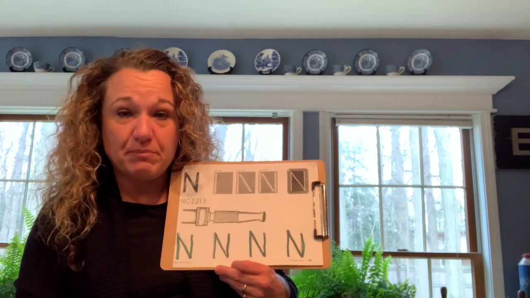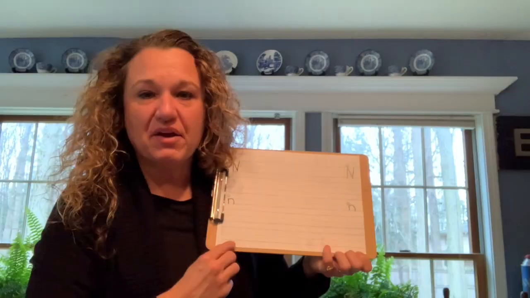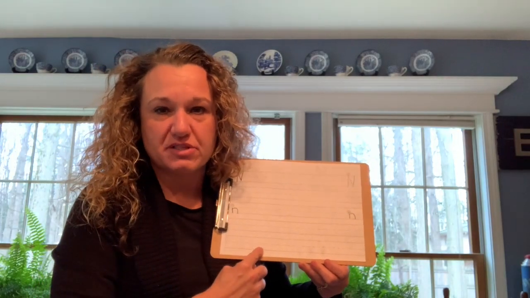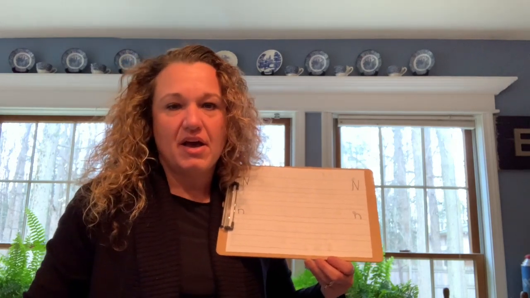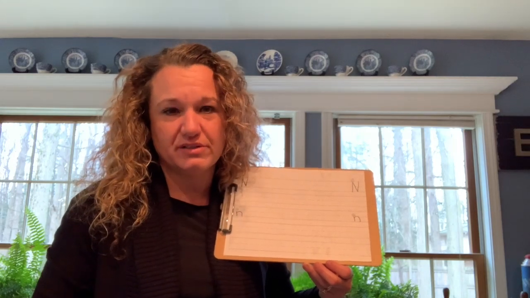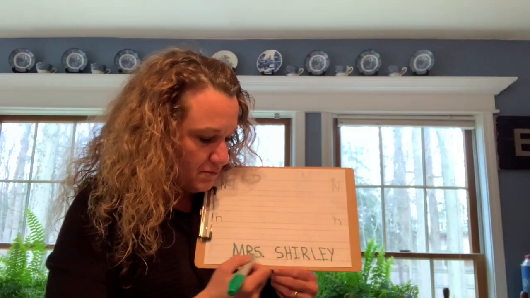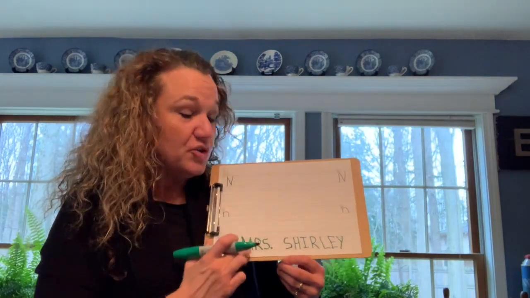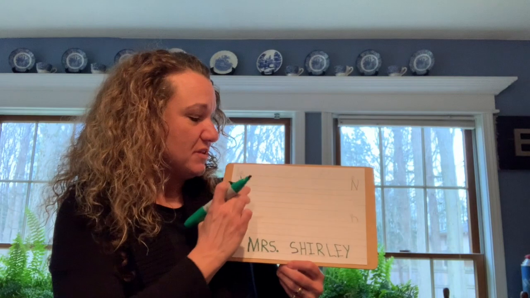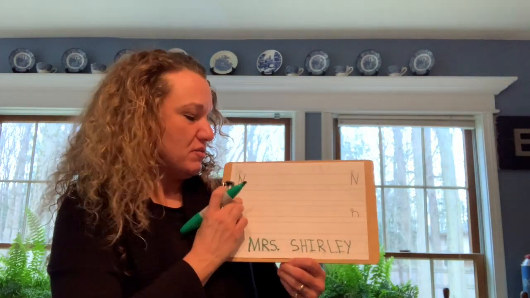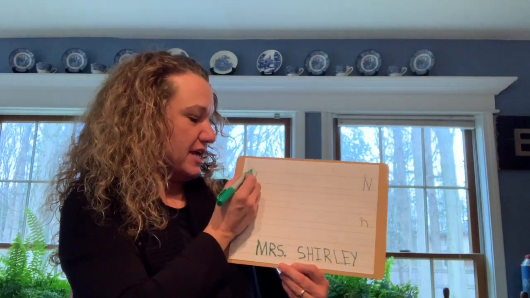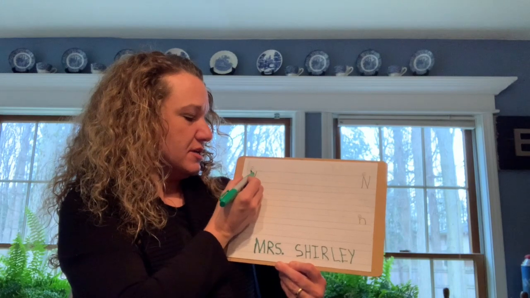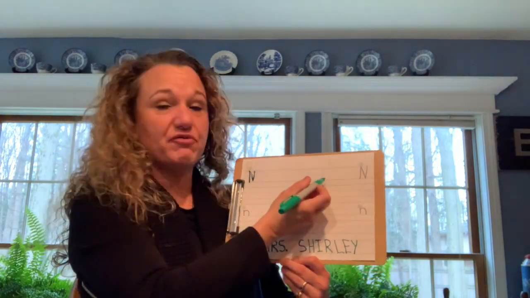Now you're going to flip your paper over. You're going to write your first name and your last name at the very bottom of your sheet. I'm going to write Mrs. Shirley, and you are going to write your first name and your last name. Then you're going to jump up to the top of this paper, and you are going to write 4 N's on your own. So you're going to trace your first N, start at the top. Then you are going to make 4 of your own N's.